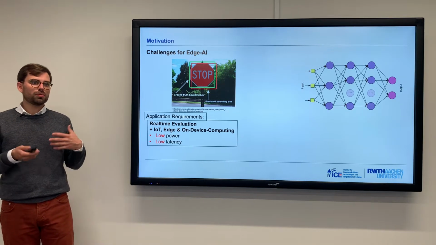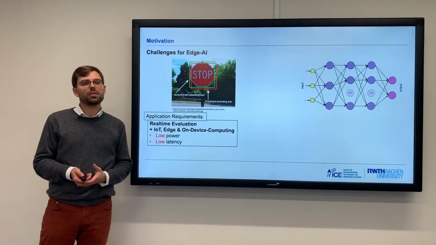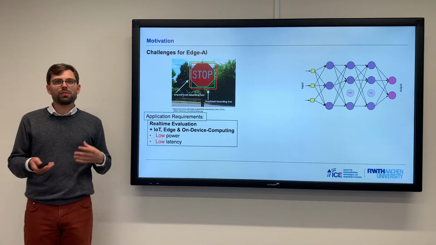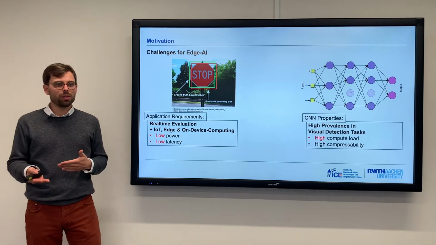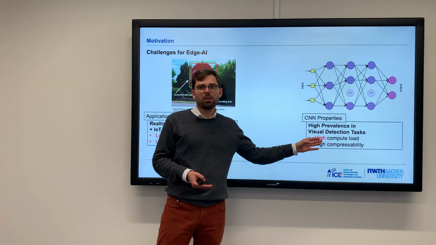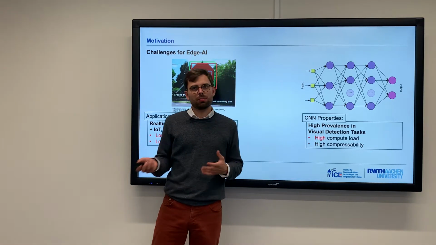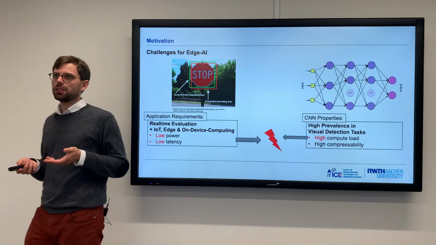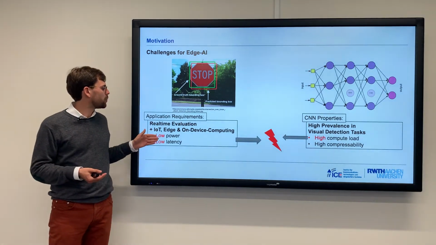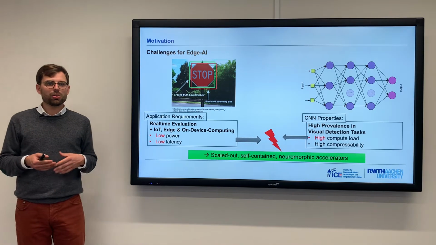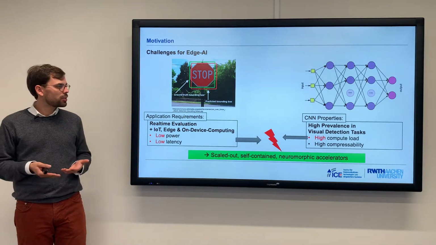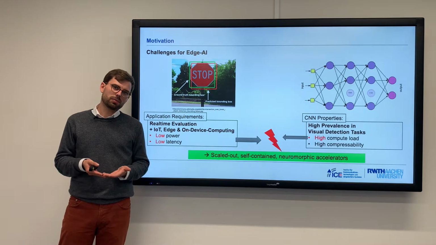On the other hand, for most visual tasks like this bounding box detection here of the stop sign, we conventionally use convolutional neural networks, which, as you probably all know, have the issue of a high compute load, but also high compressibility, which we can use to our advantage. But in general, the high compute load and the requirements for low power and low latency are contradictory. And so one solution for these are scaled out self-contained neuromorphic accelerators.